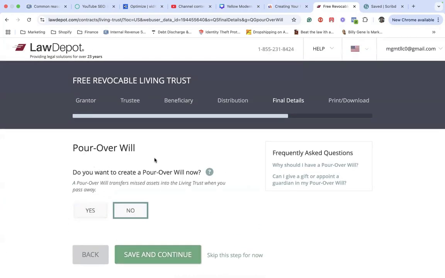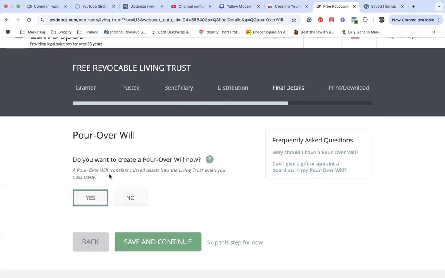Pour over will. So what a pour over will is basically any assets that you don't quite think of right now, just in case that you want to later on down the road. You can create a pour over trust will, which is like, hey, in the event that this happens, I want to also transfer this to this person. It's similar to the gift, right?